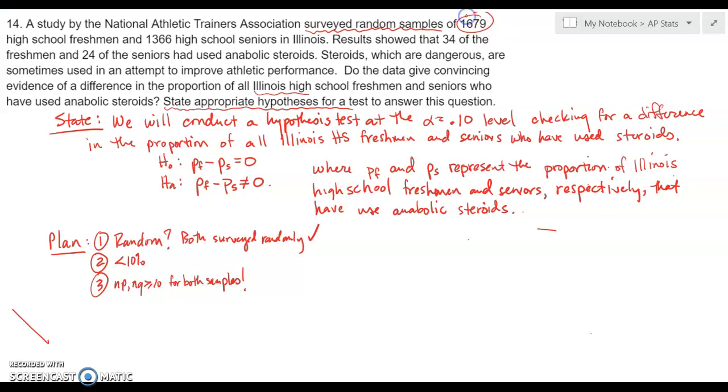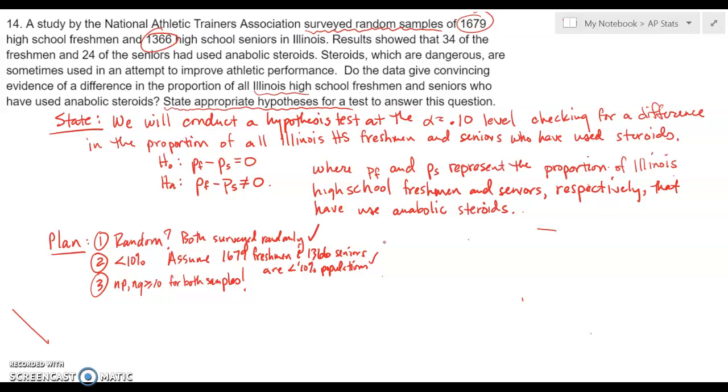Less than 10%. We don't know a lot about Illinois students, but we have to assume that both of these, 1,679 freshmen and 1,366 seniors, are less than 10% of the population. So if we assume that that works, we're good to go there with our second condition.